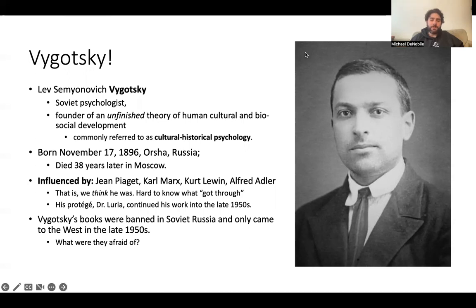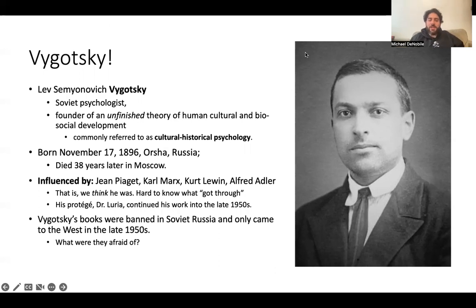He was born November 17th, 1896. His birthday's coming up soon. In Orsha, Russia, which is north of Moscow. Must have been really cold. He died really young. He died at 38 in Moscow from, I believe it was tuberculosis.